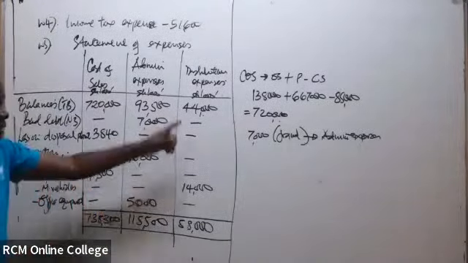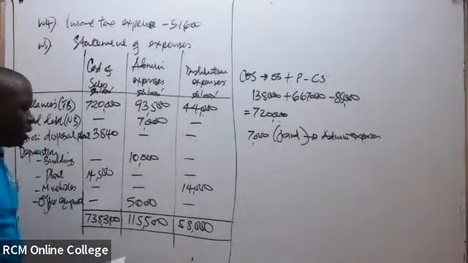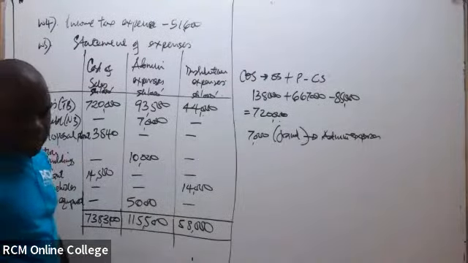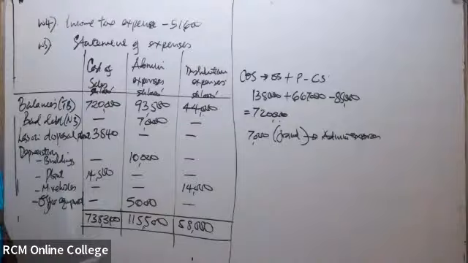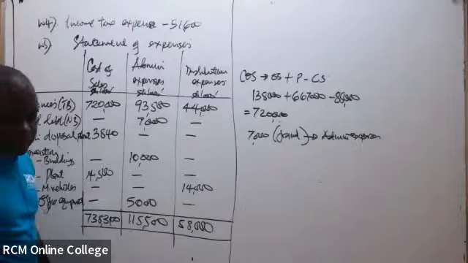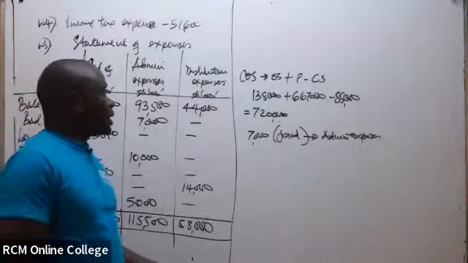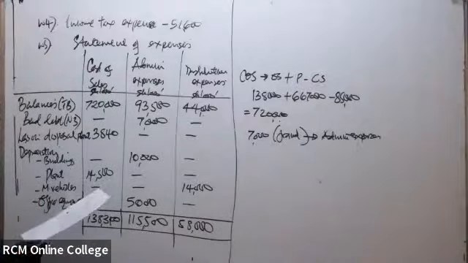I've just added, and I think it is 58. Hope it is okay. So this plus this, you should be able to get 58. So that actually ends up becoming our statement of expenses.